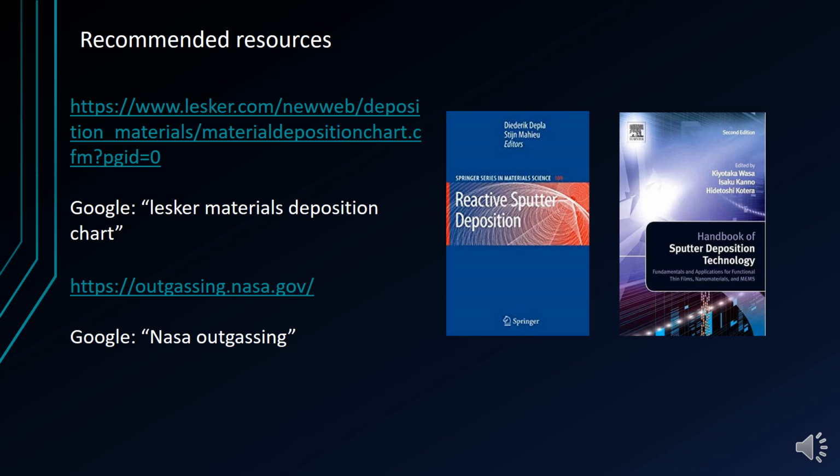If you haven't seen it, the Lesker materials deposition chart is a very big, very comprehensive list of recommended methods for evaporating, sputtering, or otherwise depositing different materials. The link at the top left will take you to it. I also get a lot of questions about what materials can go in our chambers. For that, you should take a look at outgassing.nasa.gov. They have a list of low outgassing materials, and if you can find your material on that list, then it's safe to put it in the chamber.